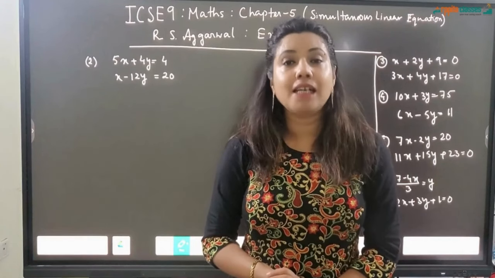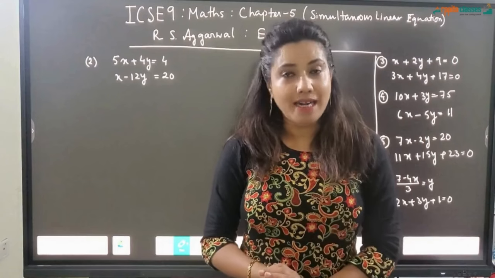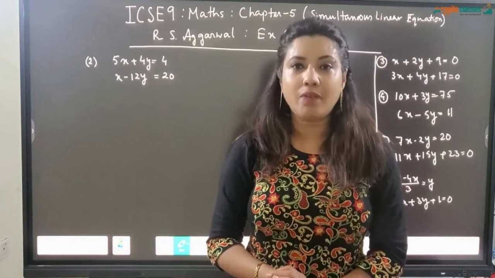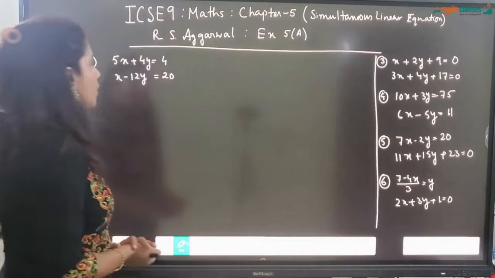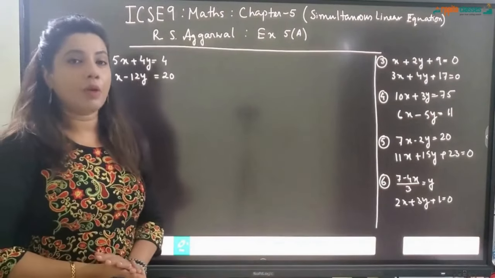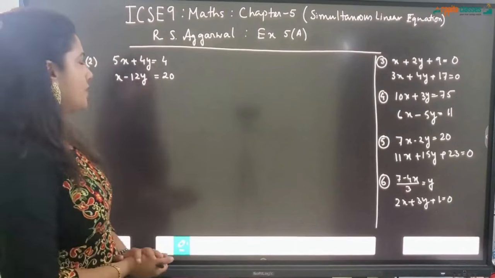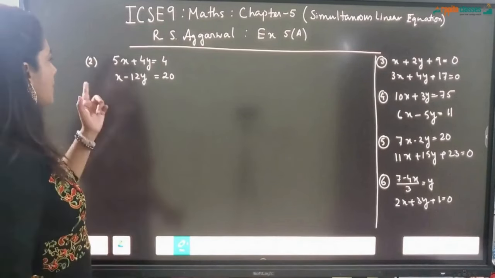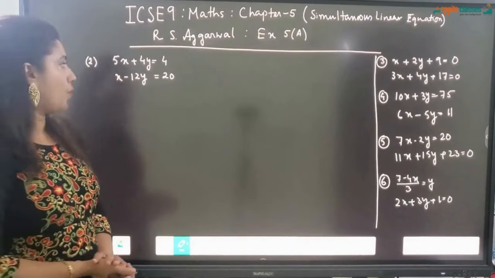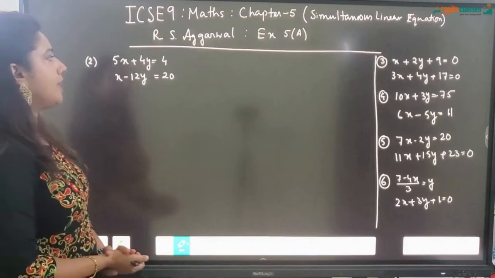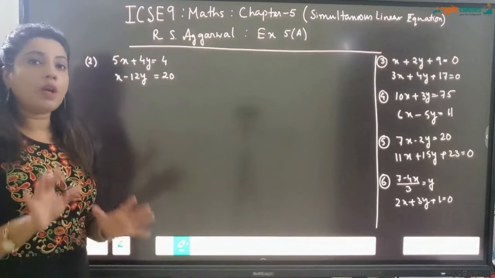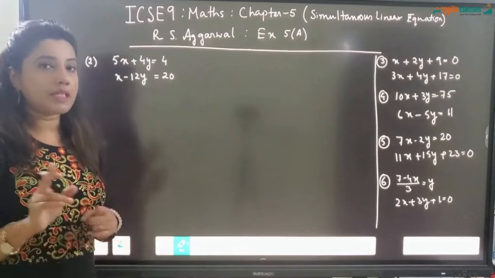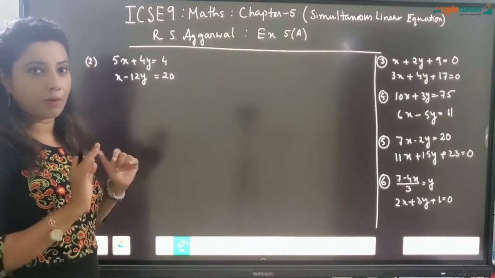Let's get started. The sums from R S Aggarwal exercise 5A. The first question I already explained in video number 1, part 1 of this video. So we are starting from the second question. The second question is 5x plus 4y is equal to 4 and x minus 12y is equal to 20. If you already got the concept, you can pause the video, do the sum on your own and then get it checked from here.